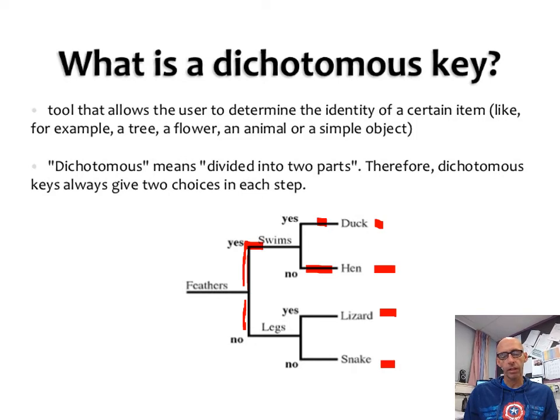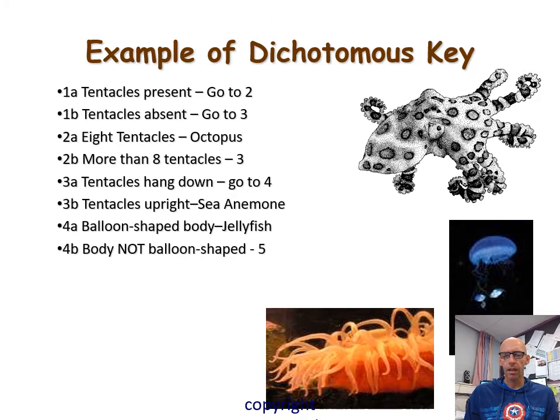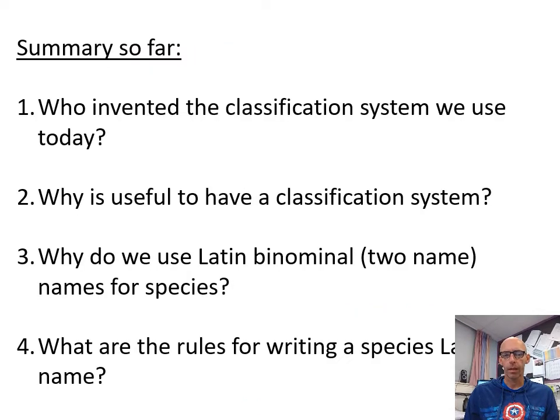So does it have feathers? Yes, it's a bird. No, it's not a bird. Does it have legs, as the lizard does, if you're trying to tell the difference? Second example, dichotomous key, if you're trying to tell these animals apart, same sort of idea. Does it have tentacles present? If it does, you go to 2, or does it not have tentacles, you go to 3. So the similar sort of idea to identify different animals.